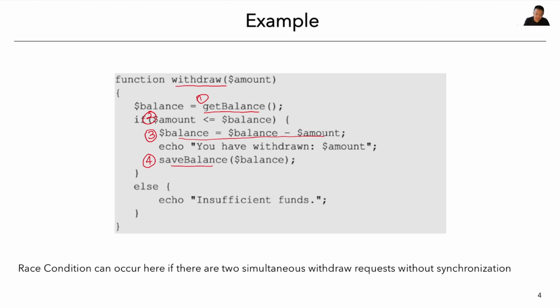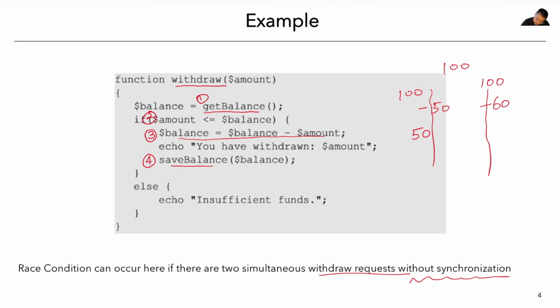All those four things can happen simultaneously if they are run by two processes or two threads, if there are two simultaneous withdraw requests. Because there is no synchronization, bad things could happen. For example, say we have $100 in the balance and two threads. They both get the balance of $100. Then one thread says, I want to withdraw $50, and the other thread says, I want to withdraw $60. Because they both got the same balance of $100, both proceed. The first thread says we have $50 left, the second says we have $40 left.